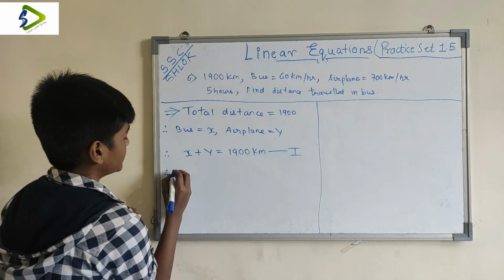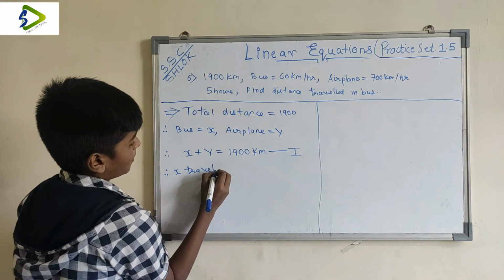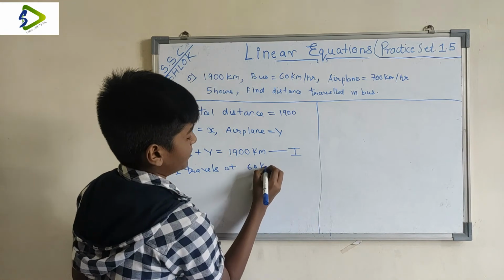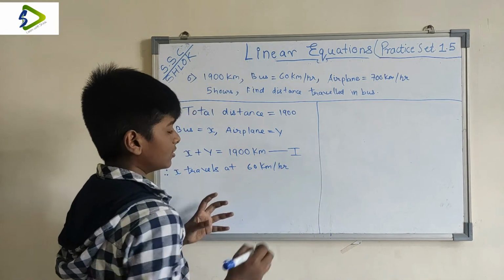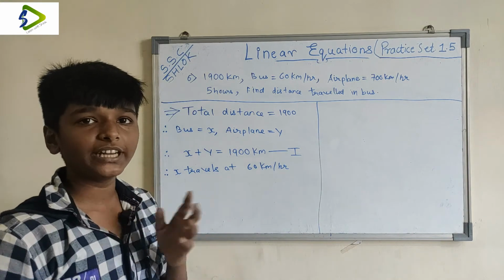So what is the speed of the bus? X travels at 60 km per hour. Now here when you do this, you need to know some science formulas about speed and distance.